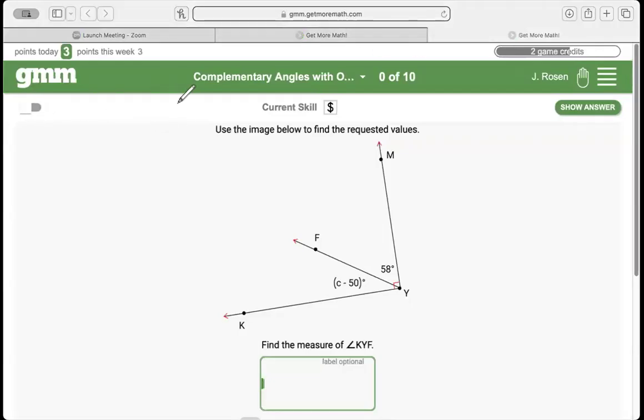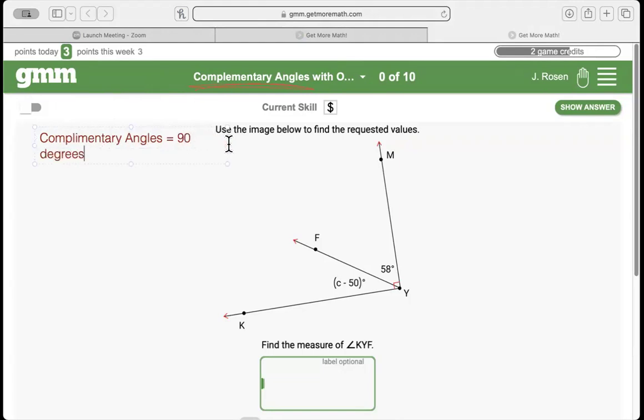So we are still working on complementary angles. You can see that up here. And again, we need to make sure that we know what complementary angles are. So complementary angles add up to be 90 degrees.